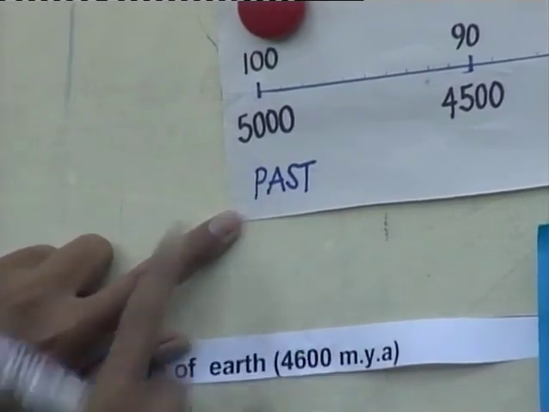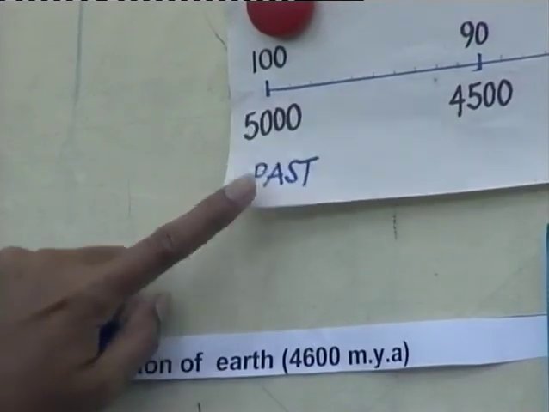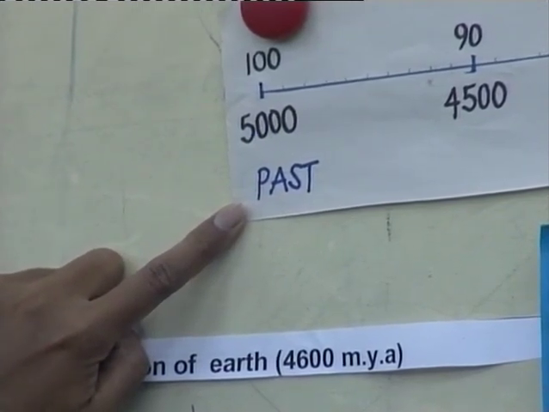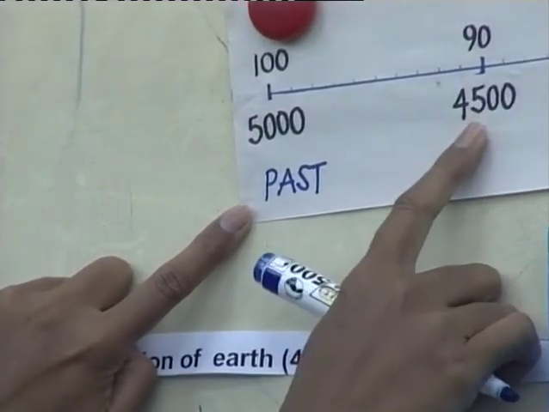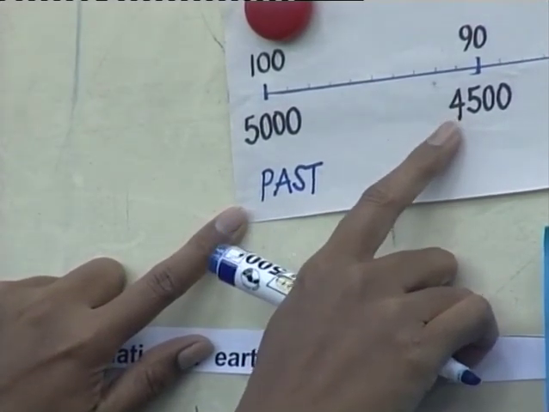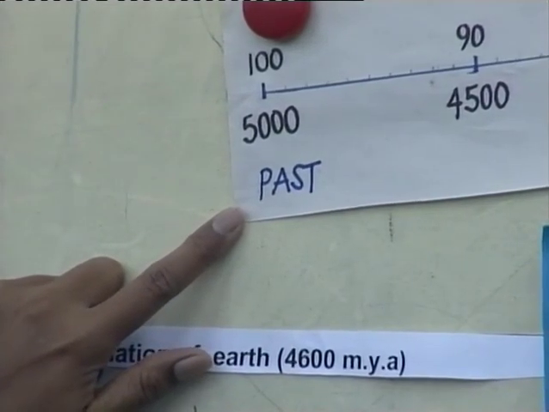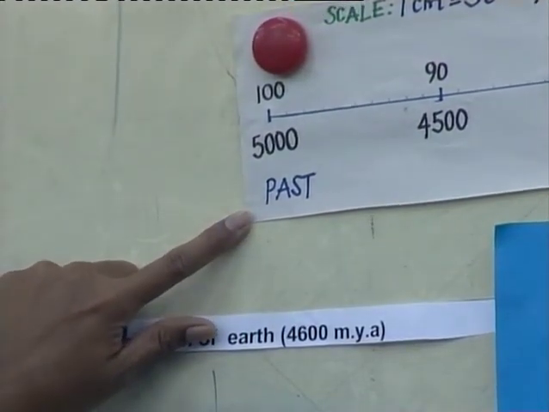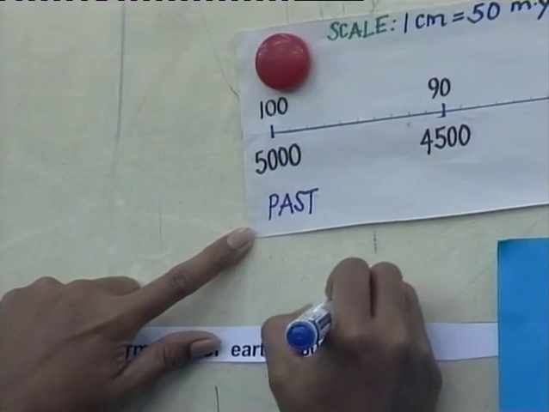Here on my timeline, I have 5,000 and 4,500. Where would 4,600 million years be? This is 90 centimeters. 4,500 is 90. Plus 50 will give you 4,550, and next to it will be 4,600. So your arrow should be pointing from here down to here.